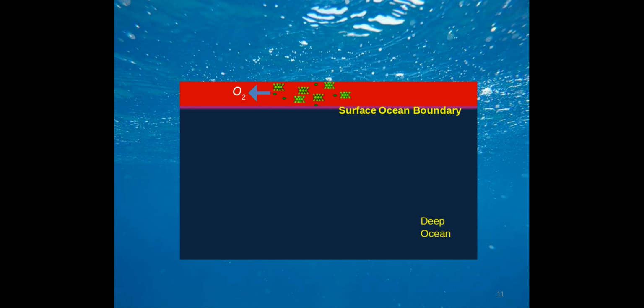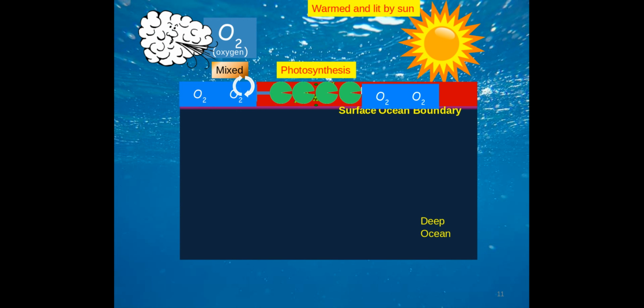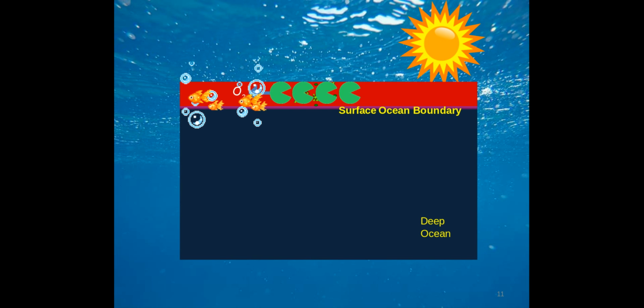There are less nutrients in the surface ocean because they are used by photosynthetic marine plants called phytoplankton. During photosynthesis, phytoplankton produce and release oxygen into the surface of the ocean. Additionally, oxygen is mixed into the ocean from the atmosphere at the surface and is consumed by organisms breathing. Because oxygen is both produced and consumed, oxygen levels in the surface ocean vary geographically.